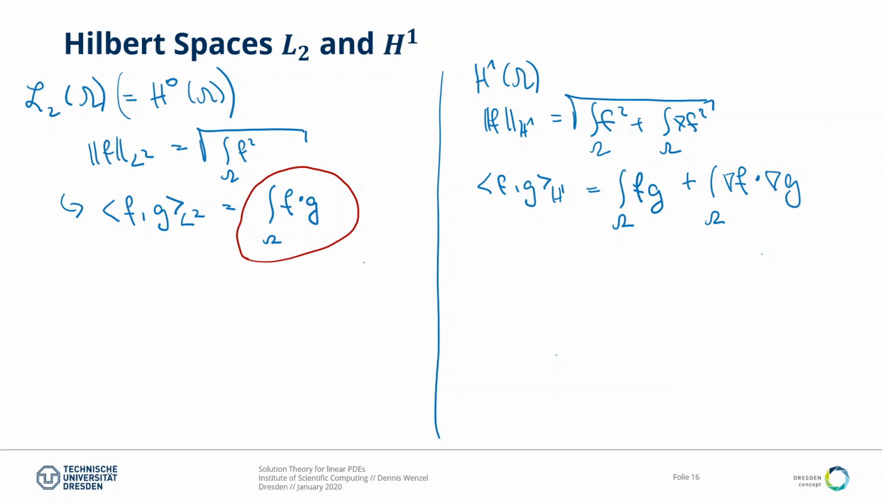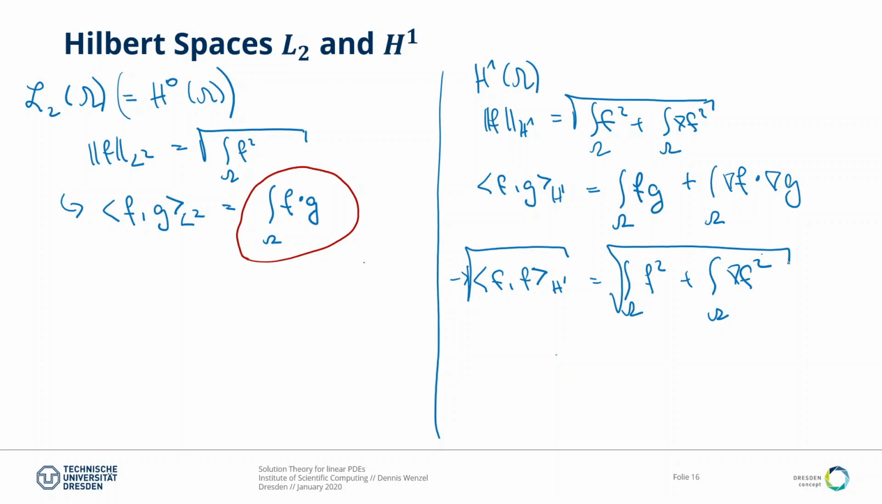In order to be able to multiply those two gradients, which are vectors in the dimension of the underlying space, you still need that dot product. And then you see perfectly fine, if you take the scalar product of f and f in H1, that's an integral over omega of f squared plus an integral over omega of the gradient of f squared. And if you take the square root of that, this gives you exactly your H1 norm.